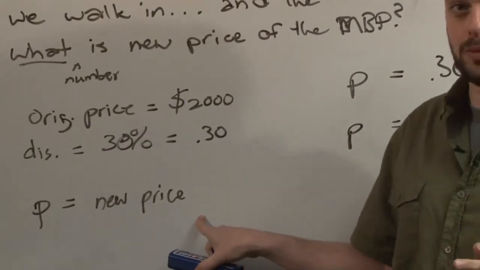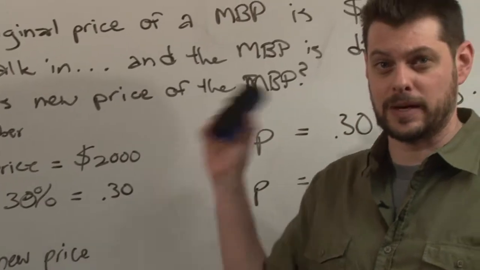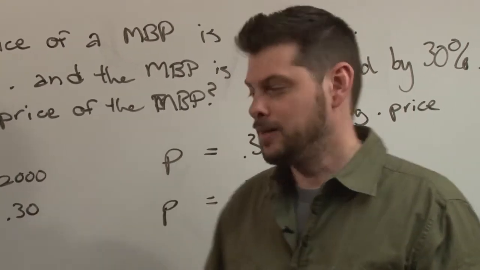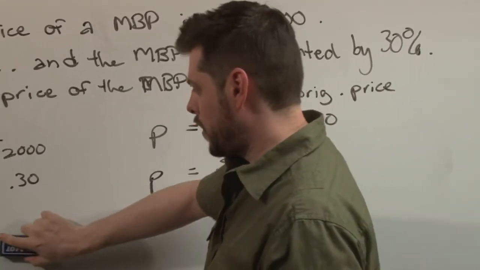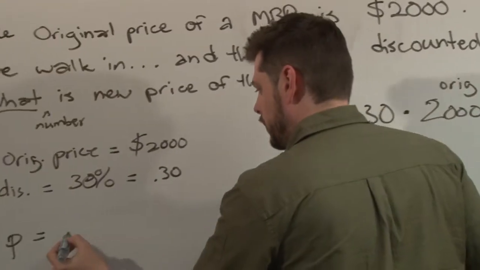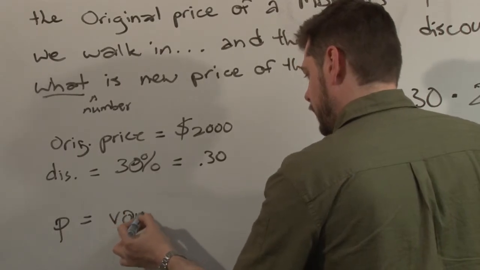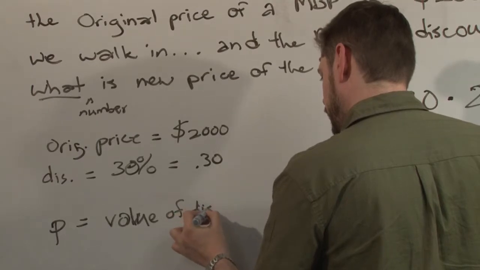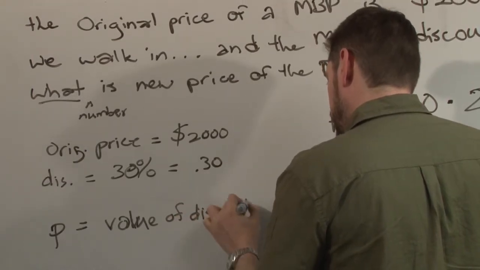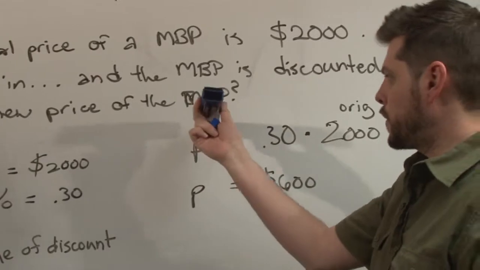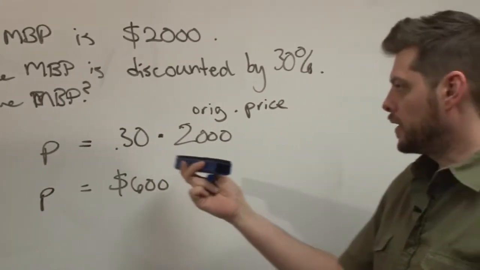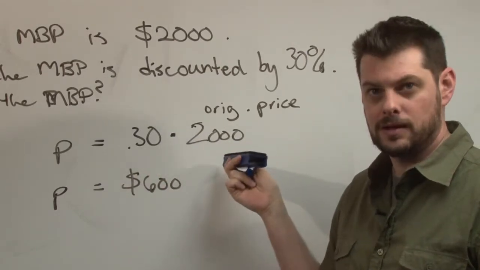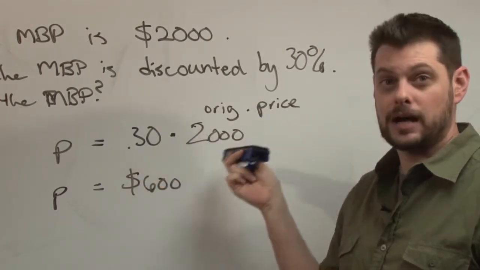Now, the way that I've set it up is that I've let P equal new price. Well, if you forked over $600 and expected to walk out of the store with that MacBook Pro, you wouldn't make it. Because in this case, P represents the value of the discount. We wanted to know the new price of the MacBook Pro, but what our setup gave us is the percent of the original price, the percent that is knocked off.